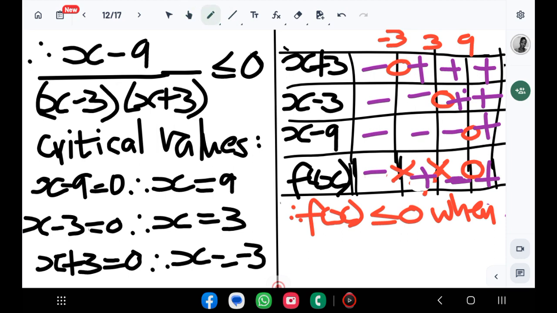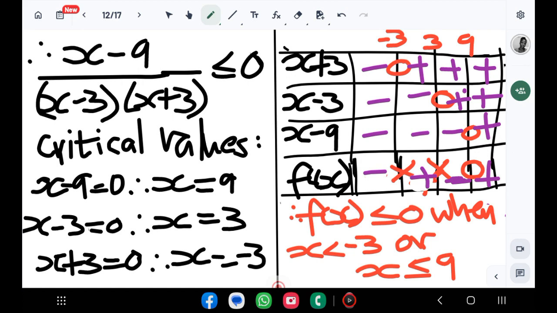So let's show that in an answer. That is when x is less than negative 3, because negative 3 is not included since it will make the whole function undefined, or when x is between 3 and 9, including 9 but not 3. It's between 3 and 9 including 9 because that's when it can be 0, but not including 3 because that's when it's undefined. And that is the solution to that.